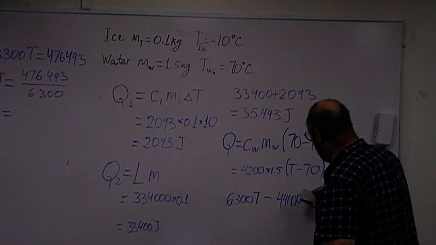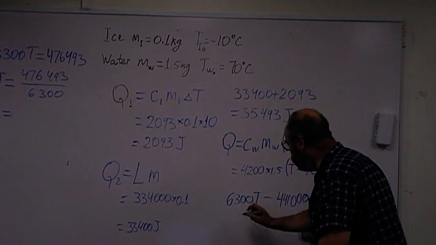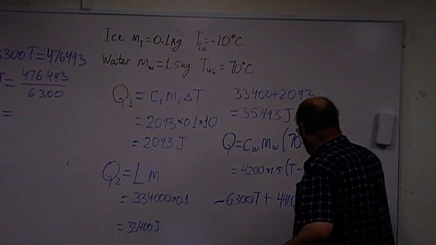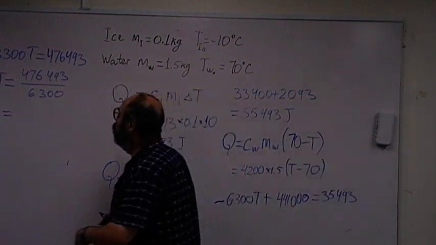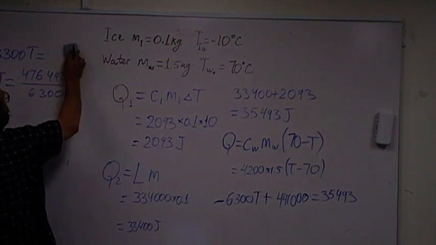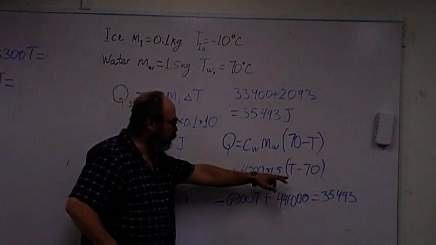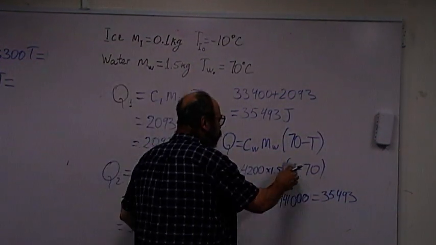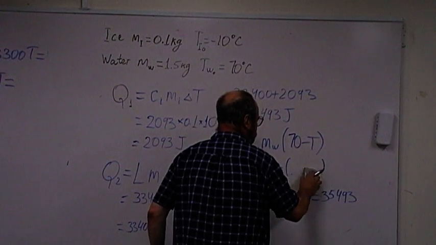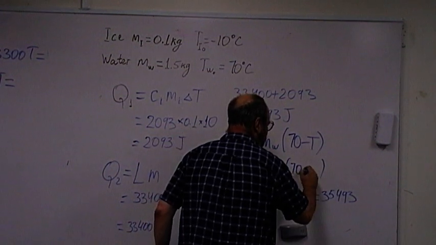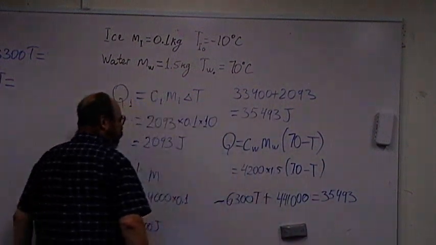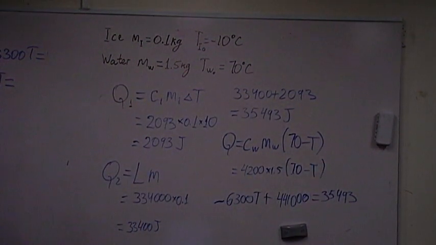So this has to be the other way around. It has to be minus plus. 6,300 T, because water gives heat. So we need to change the equation, we need to swap 70 and T, because water gives heat. And if we rearrange that, we get 441,000 minus 35,493.